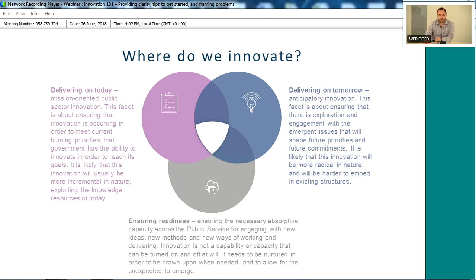And lastly, ensuring readiness. How do we make sure that we're ready to innovate when we need to innovate? So it's really about capacity and capability and making sure that we have those in the right place to be able to actively pursue different routes for delivering on mission, delivering on future.